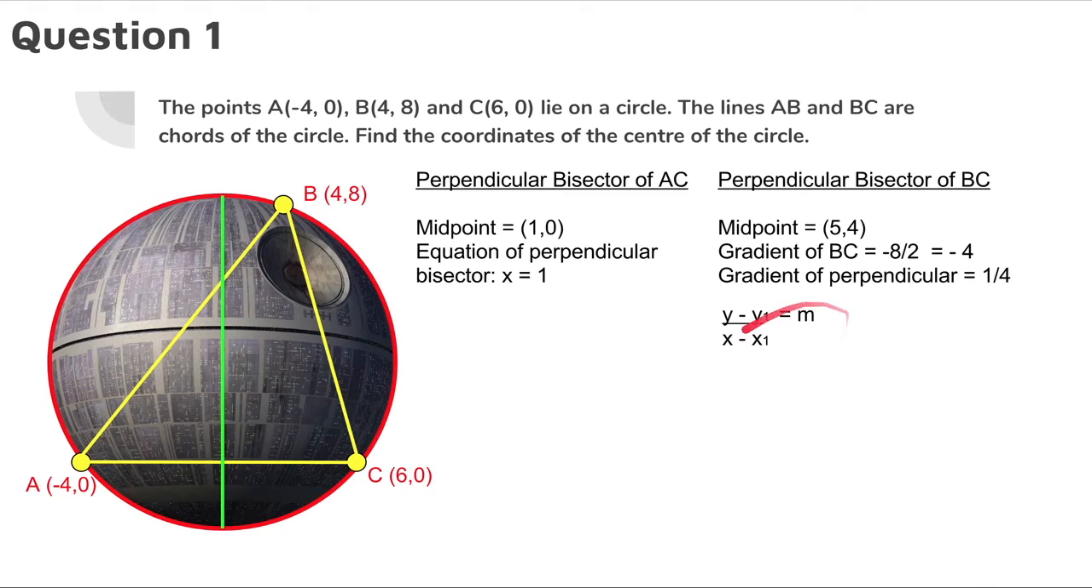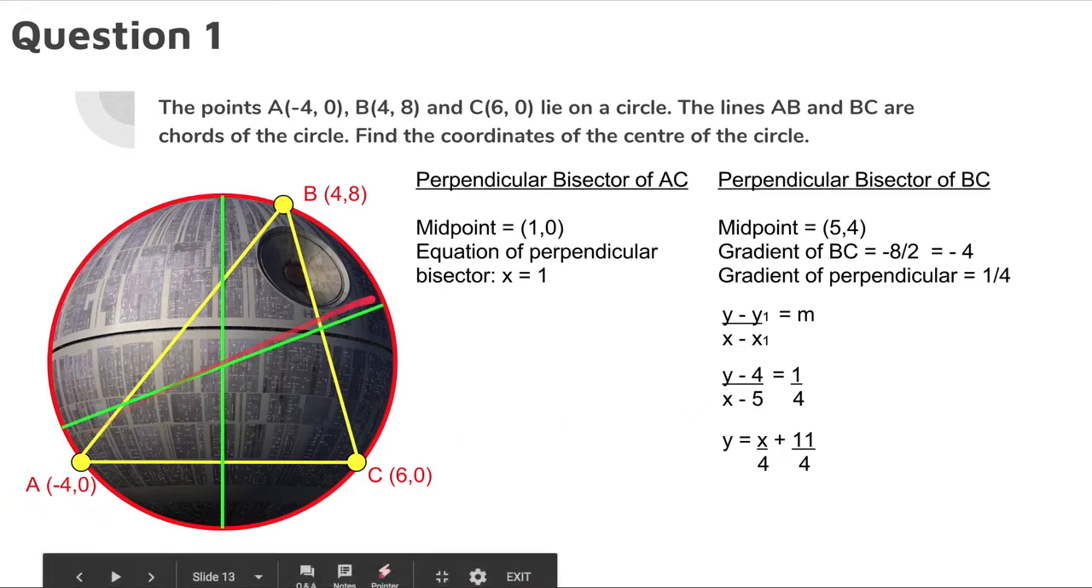And then you use this formula to find the equation of that line, right? (y - y1) over (x - x1) is equal to the gradient. Remember, you're using the midpoint because you have to find the perpendicular bisector, alright? So at the midpoint, use the y value of 4 and the x value of 5, alright? And then you rearrange, and that is your equation of the perpendicular bisector at BC.